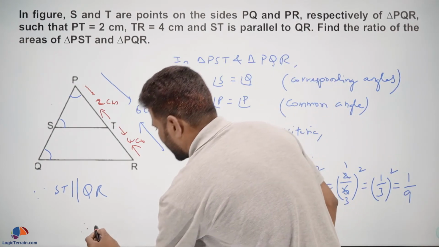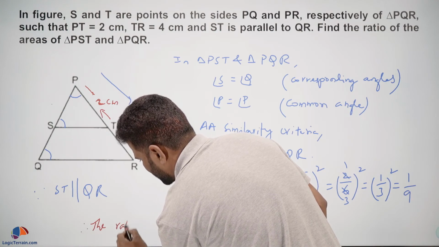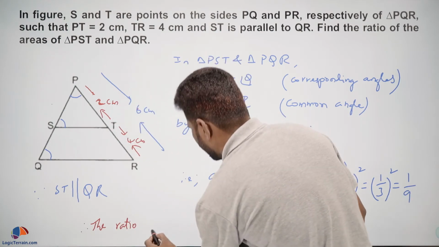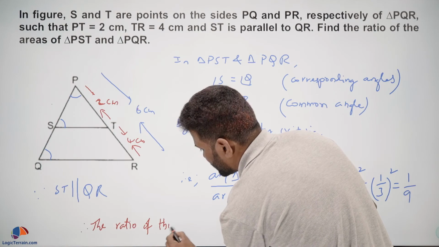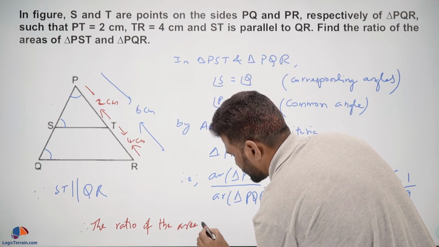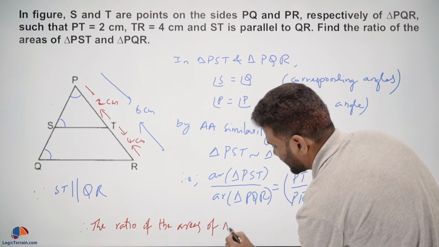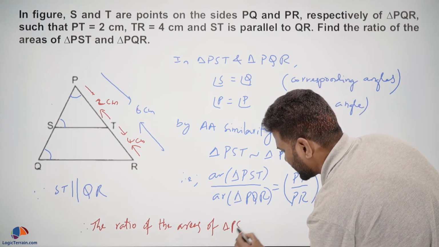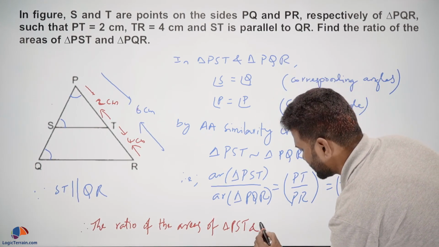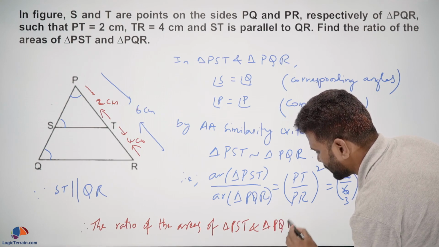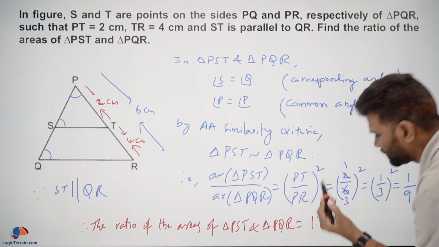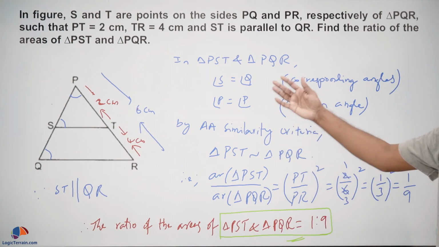Therefore, the ratio of the areas of triangle PST and triangle PQR is equal to 1:9. Clear? This is it.